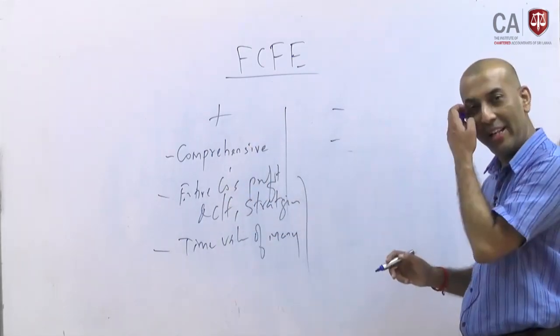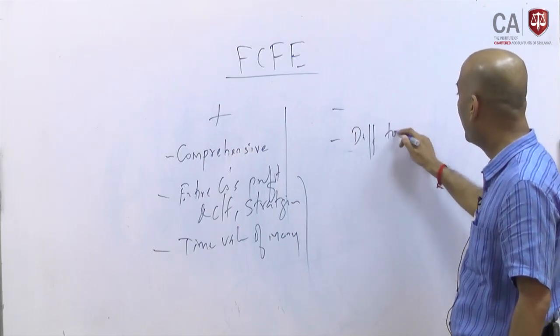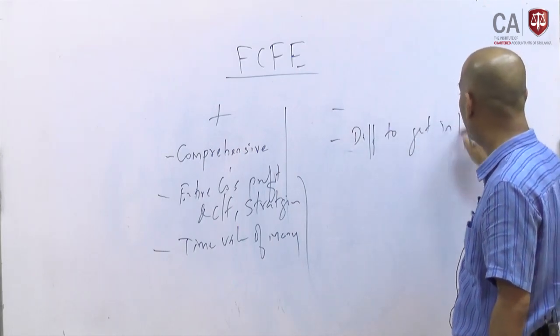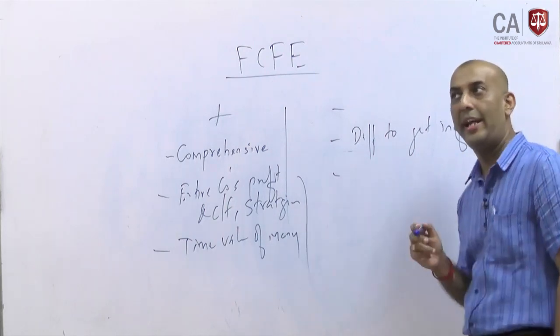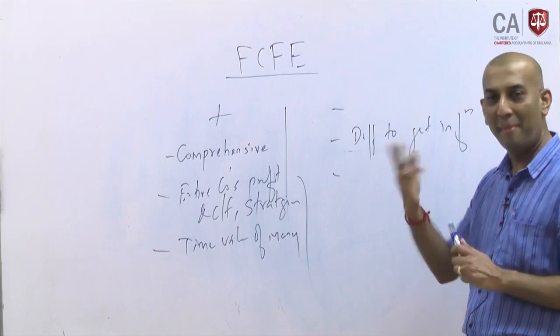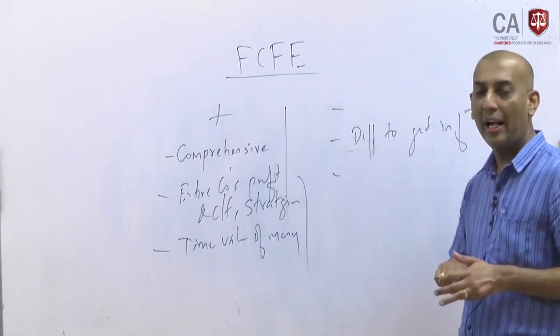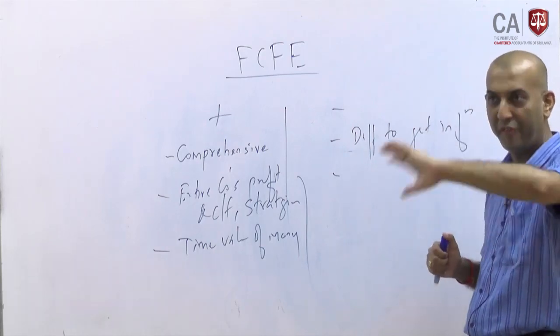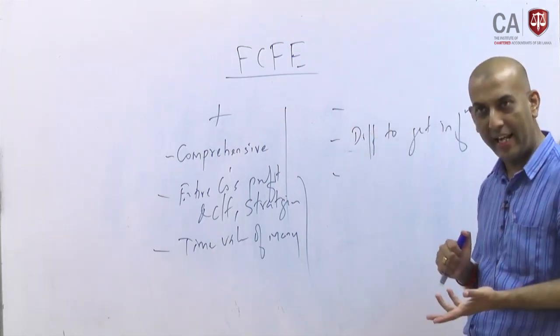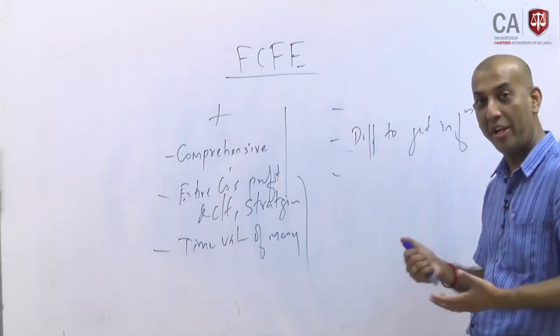The minus of the free cash flow method is that it is difficult to get information. You may not be able to value a company just because the company is listed in the market. You cannot value that company using the free cash flow method unless you are going to buy that company, 51% or some significant stake. You may have to write to them or go and meet them, and tell them that you are interested.